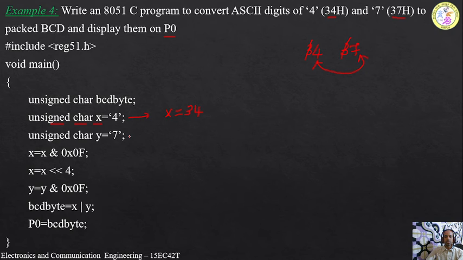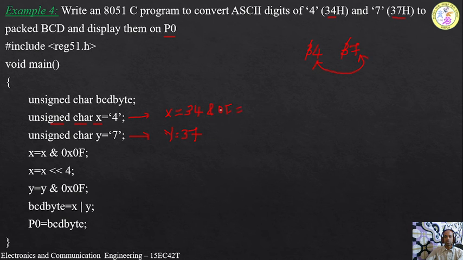Similarly for this case, we are using single quotes, therefore y contains 37. So x contains 34 and y contains 37. The ASCII value of 4 and the ASCII value of 7 are stored here. Then I will take that x number and do the AND operation with 0F. What is x? x is equal to 34. So 34 AND with 0F.